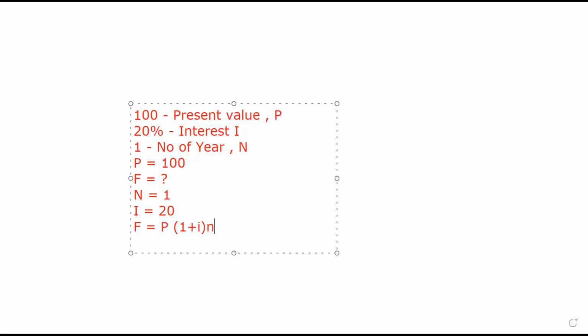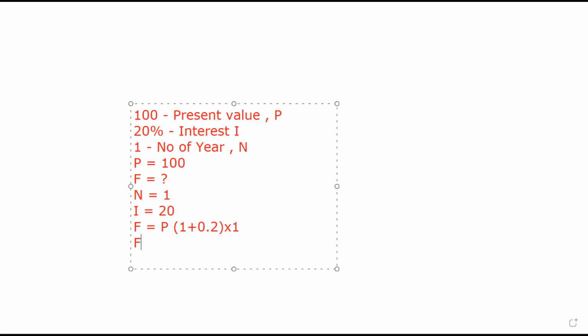Raised to power n. Since n is 1, it means 1. So the interest rate is 0.2. Anything raised to power 1 is the same number. So it means the future value becomes 100 multiplied by 1.2. So that's how I got my 120. It's easy because this is the simplest of it.